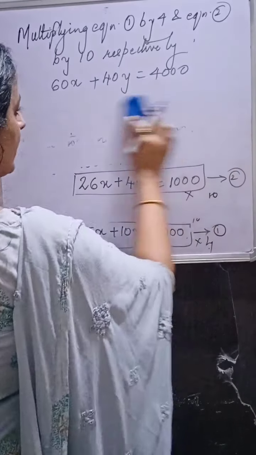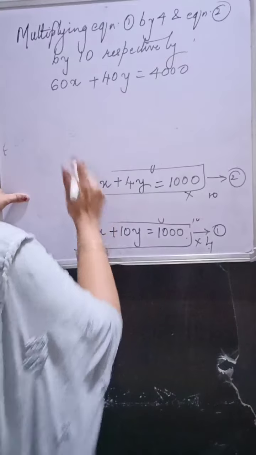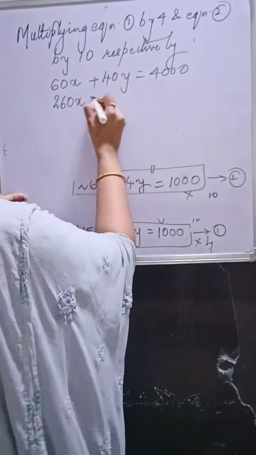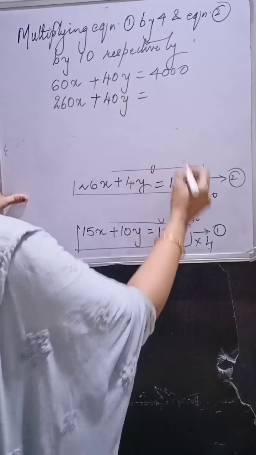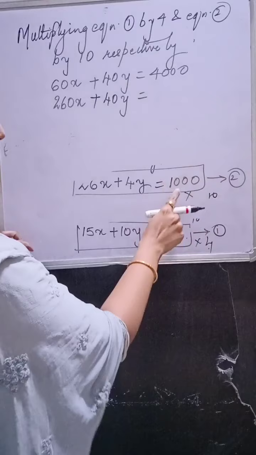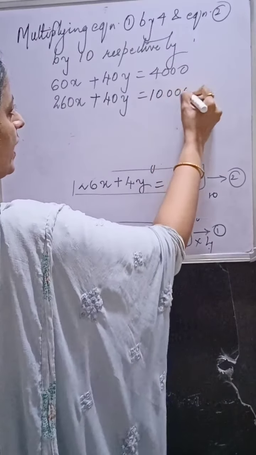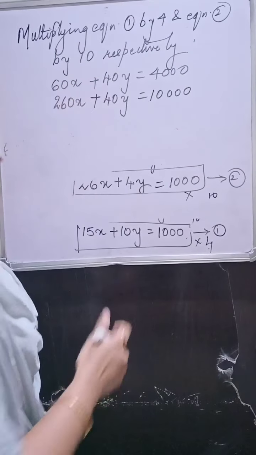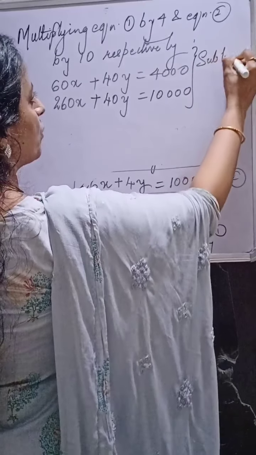Similarly, multiplying equation 2 by 10, so 26 into 10 is 260x plus 40y is equal to, again into 10, so this will be 10,000. Plus 40y. So we'll go for subtracting the equations.